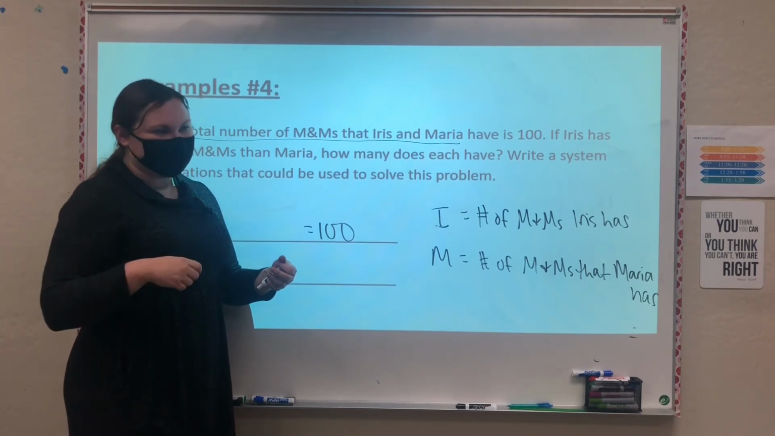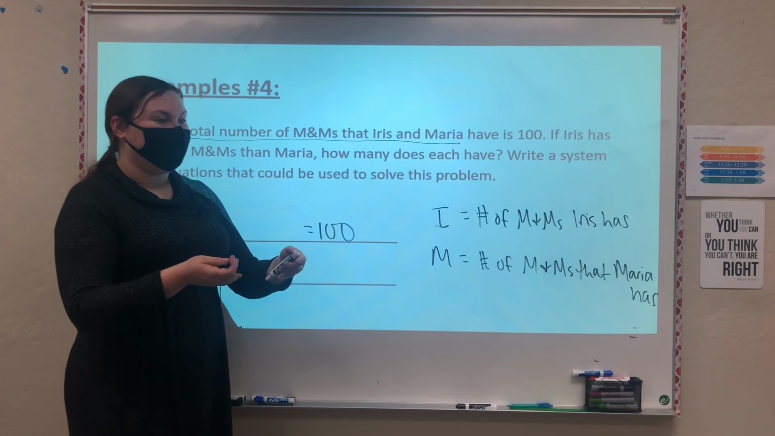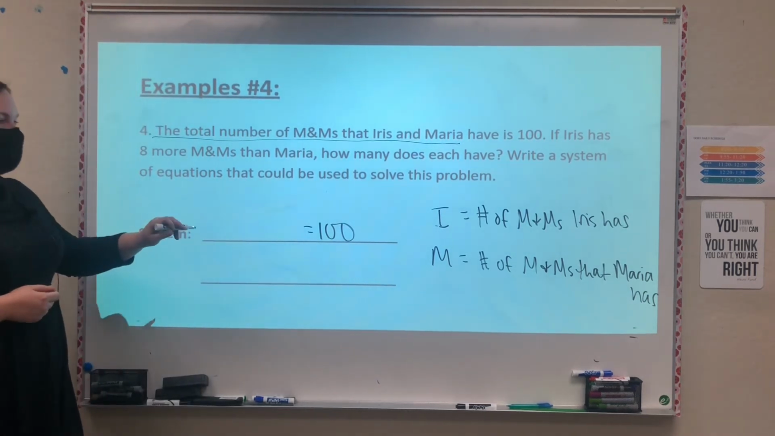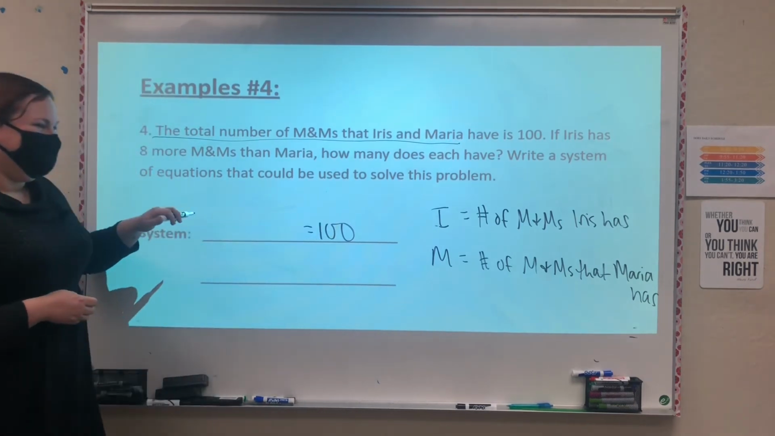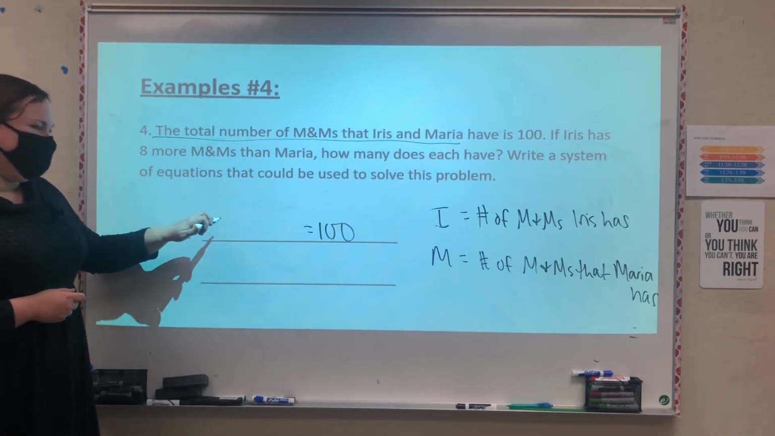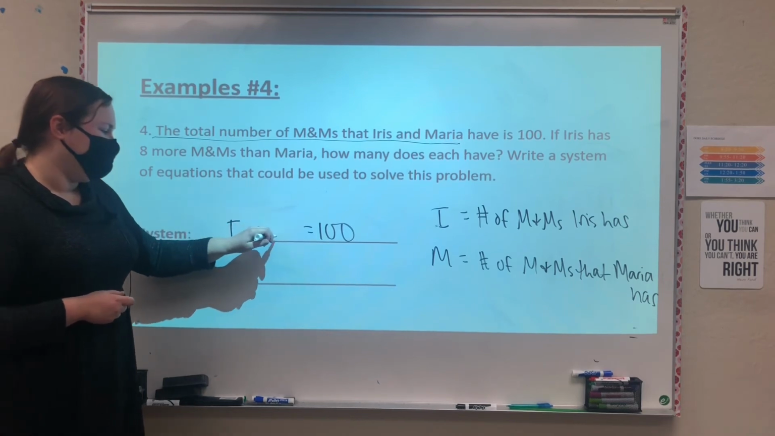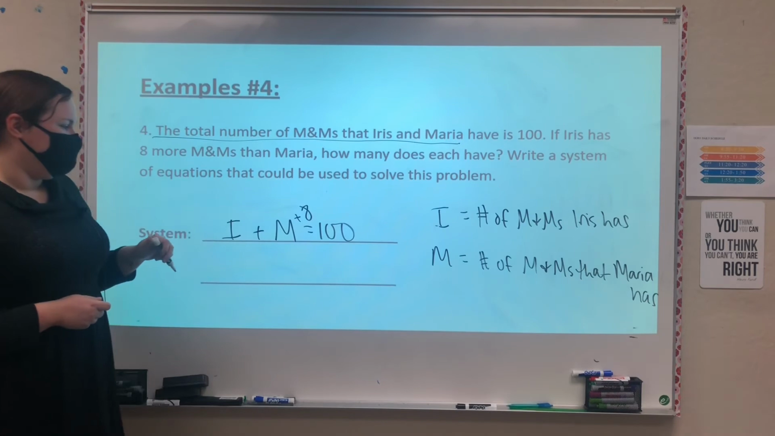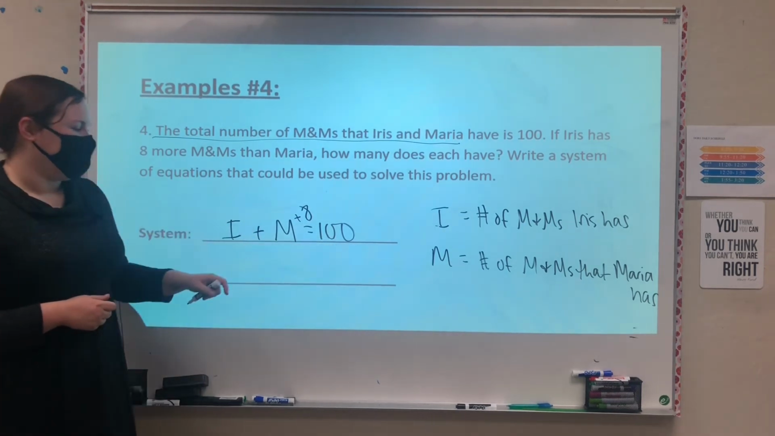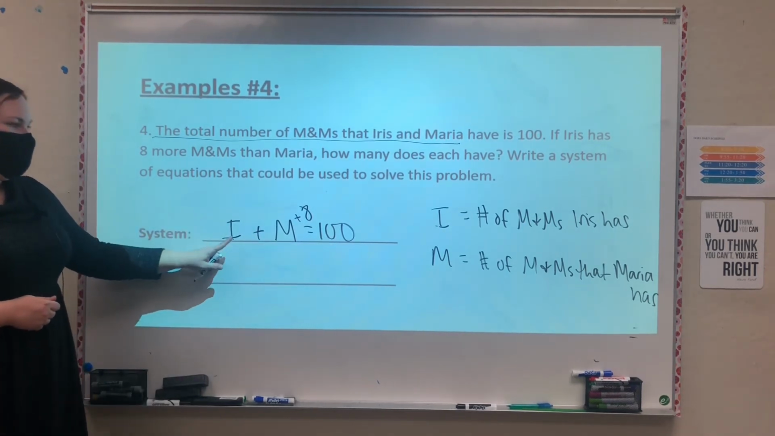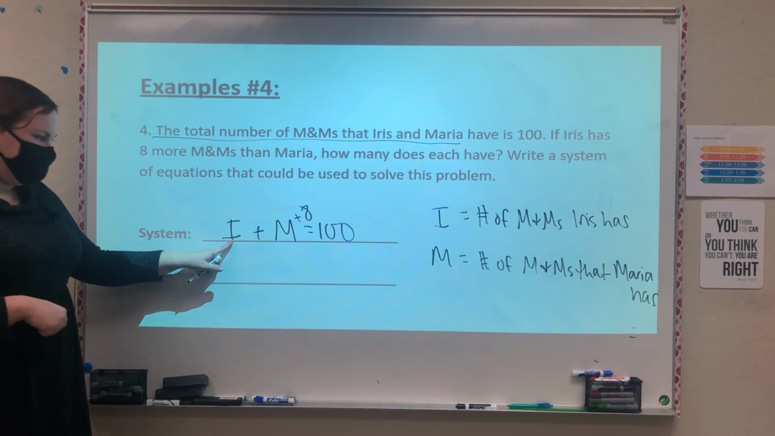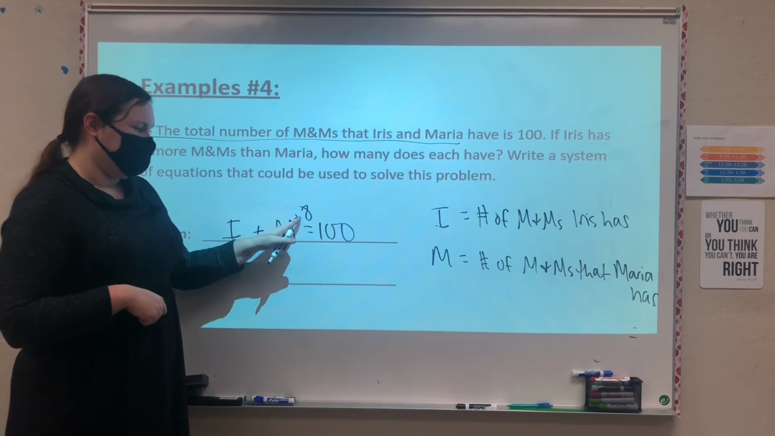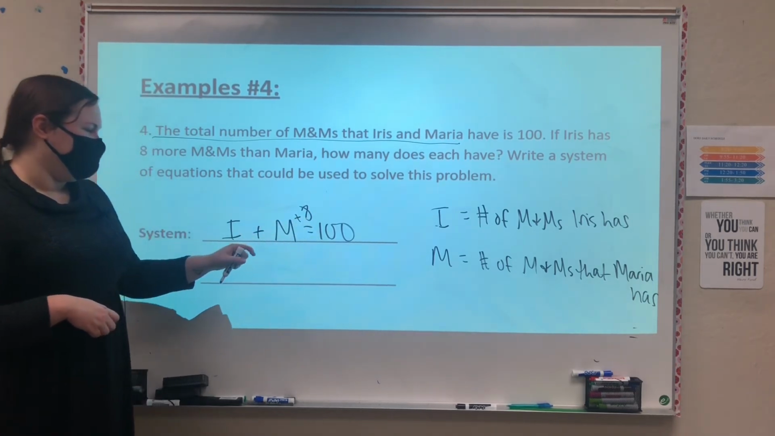You'd have to add them. You would have to add what? The amount of M&Ms of each person. Okay, so put what you're saying together in an equation. It would be I plus M plus 8, maybe? No. Equals 100? Yes. So let's talk through that. This is saying the number of M&Ms that Iris has plus the number of M&Ms that Maria has plus 8. So it would be 8 plus I plus M.